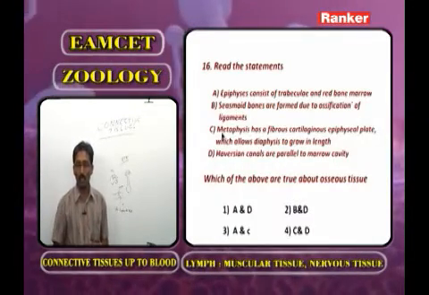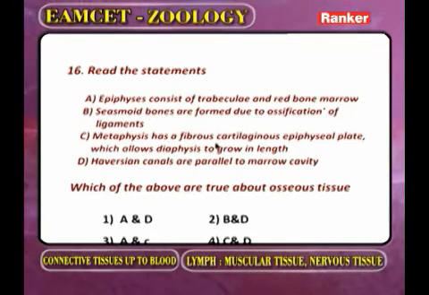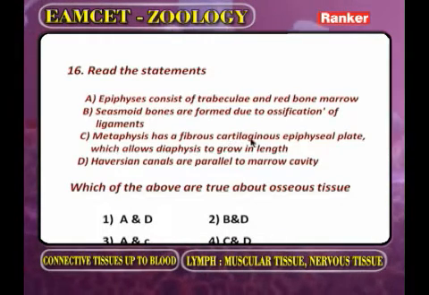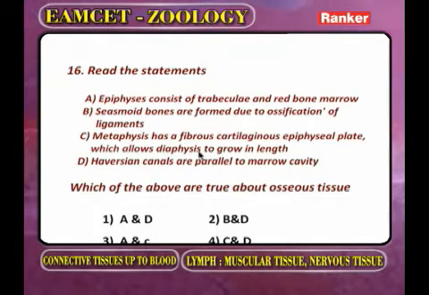Now the third one: metaphysis has fibrous cartilaginous epiphyseal plates. We are asking the statements regarding the osseous tissue. In the osseous tissue, we should not explain the cartilage. So the metaphysis has a fibrous cartilaginous epiphyseal plate which allows the diaphysis to grow in length.